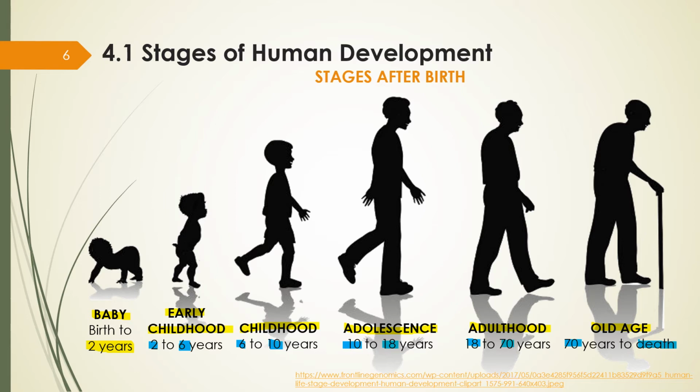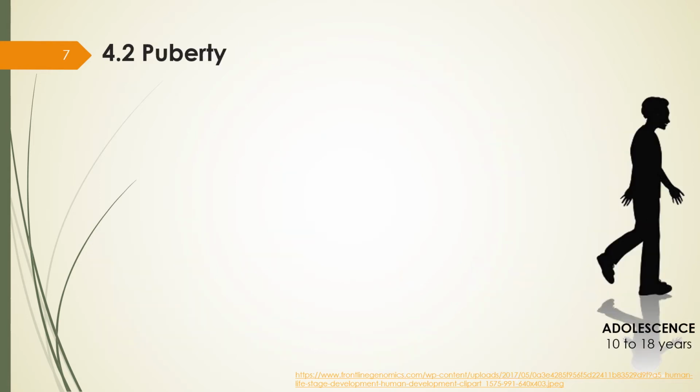These are the stages after birth. What are they? Let's recall. Baby, from birth to 2 years. Early childhood, from 2 to 6 years. Childhood, from 6 to 10 years. Then adolescence, from 10 to 18 years. Adulthood, from 18 to 70 years. And old age, from 70 years until death. Okay? Pretty easy, right? Okay, let's move on.